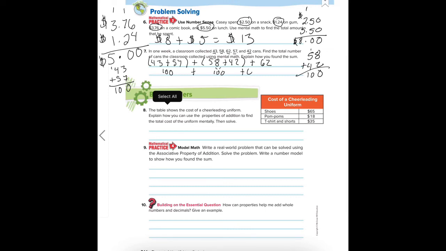Then we have 62. And I bet you can look at that and go, 100 plus 100 is 200. Plus 62 equals 262. And we had cans. So then go ahead and circle that one so I know that that's your answer.